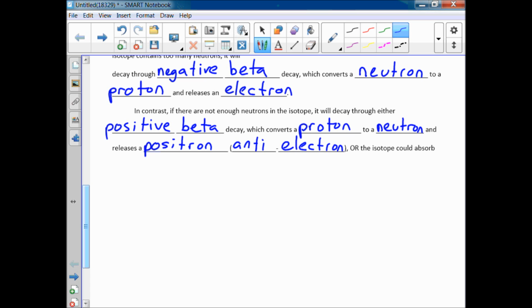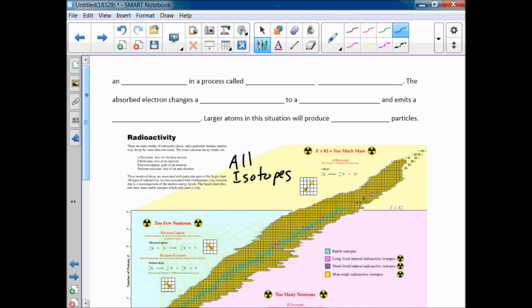Or the isotope can absorb an electron. If there's a free electron in the near vicinity, it just gets absorbed into the nucleus, and it cancels out one of the protons and makes a neutron. So either the protons decay and release a positive charge, or they absorb a negative charge, which cancels out a positive charge. This is called electron capture.